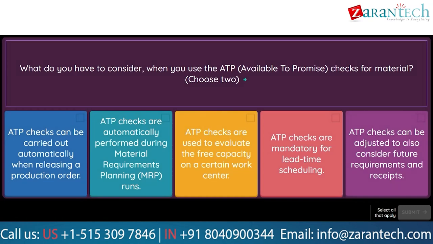Question, what do you have to consider when you use the ATP, available to promise, checks for material? Choose two. Option 1, ATP checks can be carried out automatically when releasing a production order. Option 2, ATP checks are automatically performed during material requirements planning, MRP, runs.